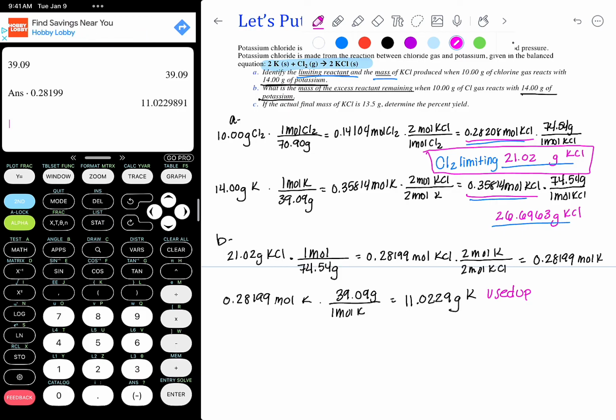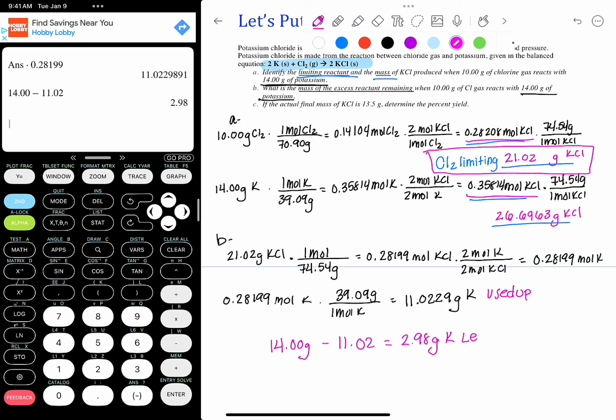So what we want to do is take our initial mass of potassium, which was 14. I started with 14 grams. I only used up 11 grams, 11.02. We'll round it off for sig fig purposes. So the amount that's left over is the difference between those values. So we have 14.0 minus 11.02. So we have 2.98 grams of potassium left over.